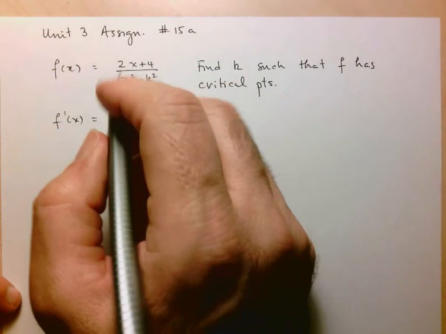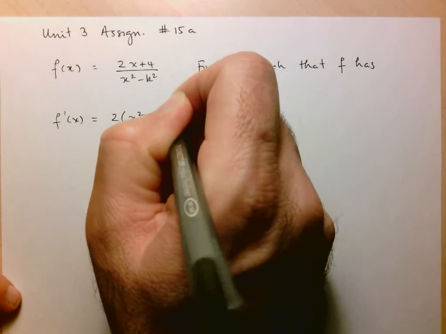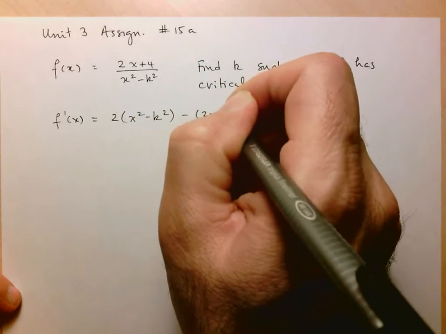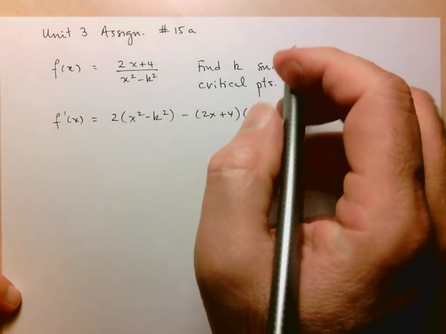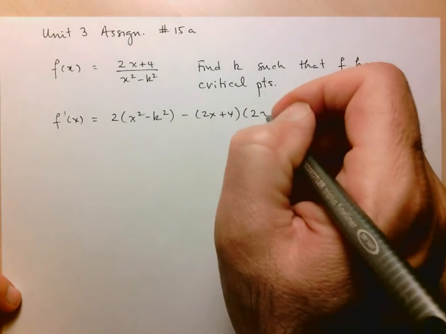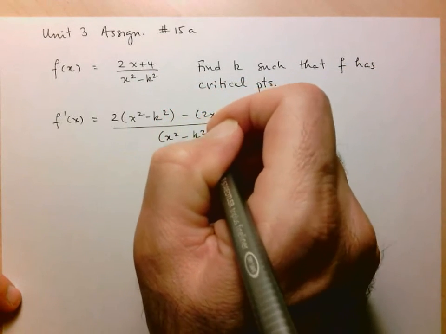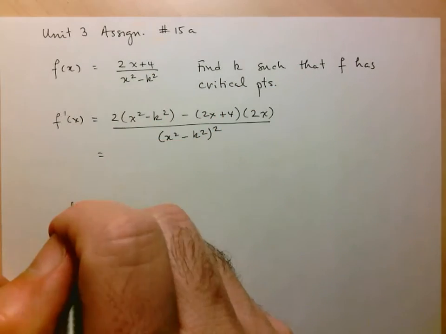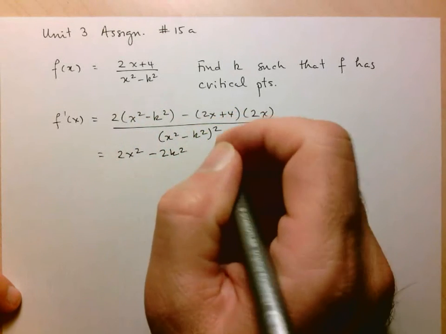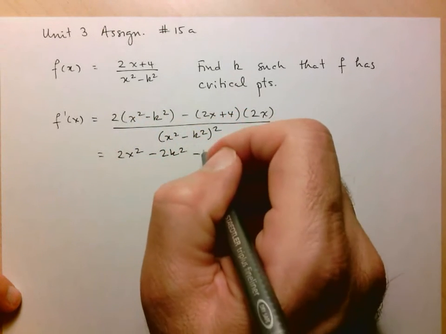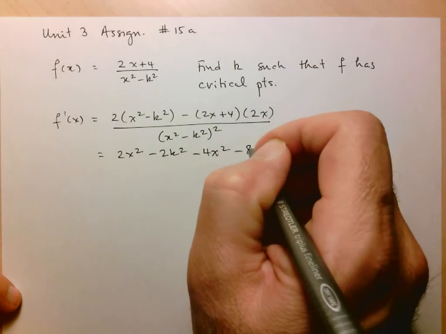Okay, so quotient rule: the derivative of the numerator is just 2 times the denominator function minus the numerator function times the derivative of the denominator, which is just 2x since k is a constant, all over x squared minus k squared, squared. So let's clean up that numerator. So 2x squared minus 2k squared, and here 2x, so minus 4x squared, and 4 and 2x is 8x, minus 8x.